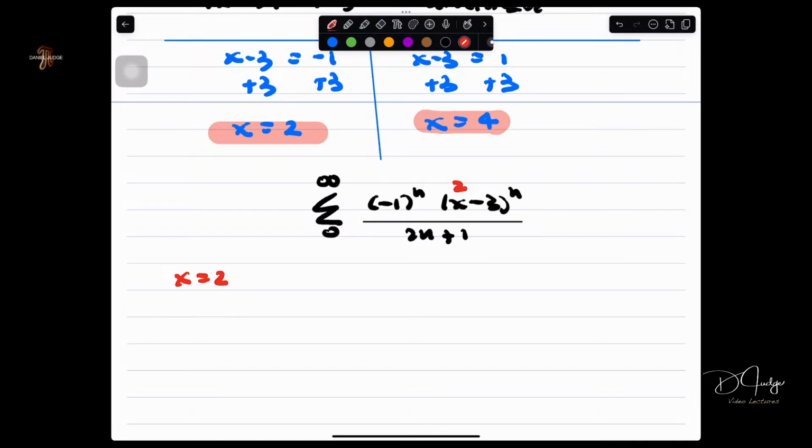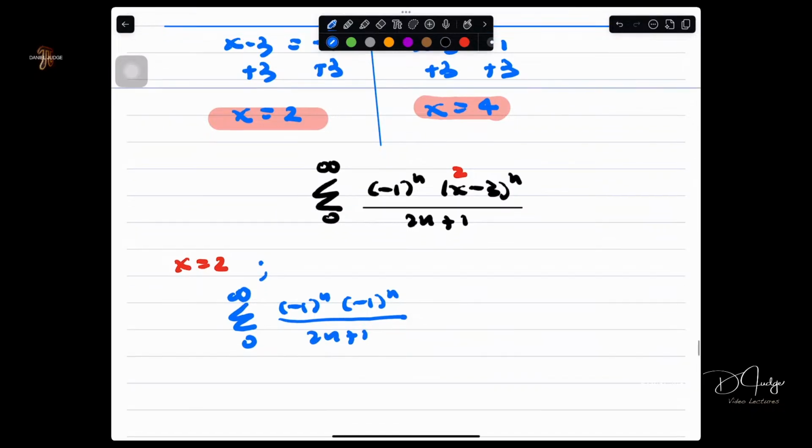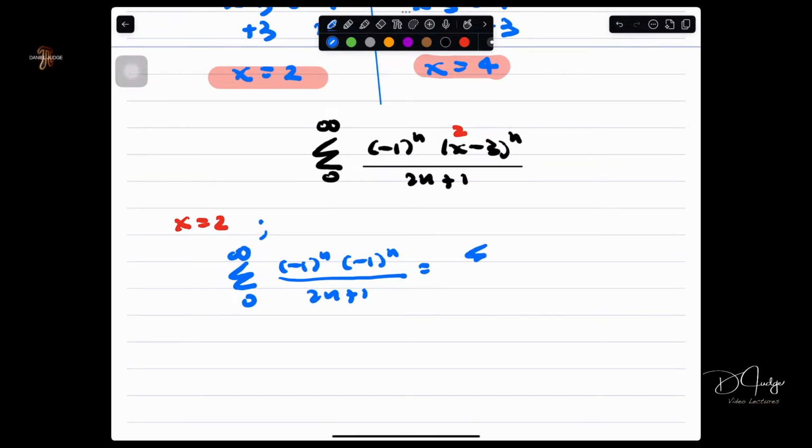Let's check the case when x is 2 now and see at the endpoints. What do we get? When x is 2, plugging that in for x, we get negative 1 to the n, negative 1 to the n over 2n plus 1. Now, this numerator here, doing some algebra, is going to really be positive 1 to the n. If you wanted to see the algebra, it's just properties of exponents. Negative 1 times negative 1 to the n gives positive 1 to the n, which is 1. So we get 1 over 2n plus 1.